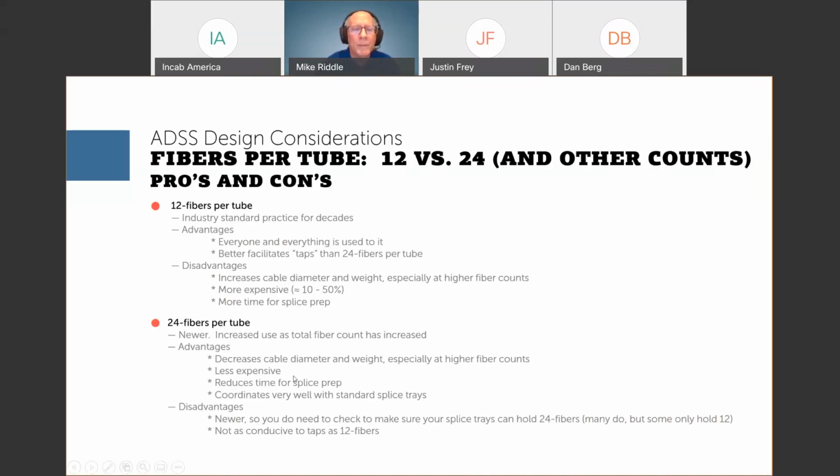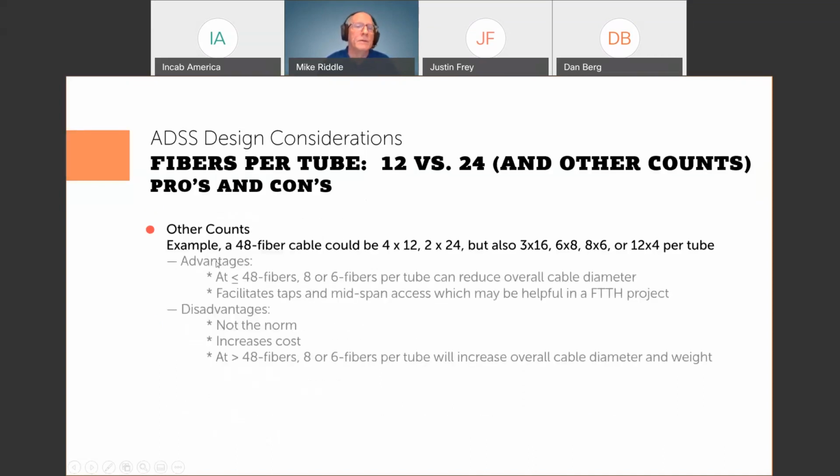Not all, but some. It is newer, so you do have to check to make sure that your splice trays can hold the 24 fibers. And the disadvantage, not as conducive to taps as if you're using 12 fibers per tube. Now, I mentioned there are other counts, and just as one example, a 48 fiber could be 4 by 12 or 2 by 24, but it could also be 3 tubes of 16, 6 tubes of 8, 8 tubes of 6, or even 12 tubes of 4.